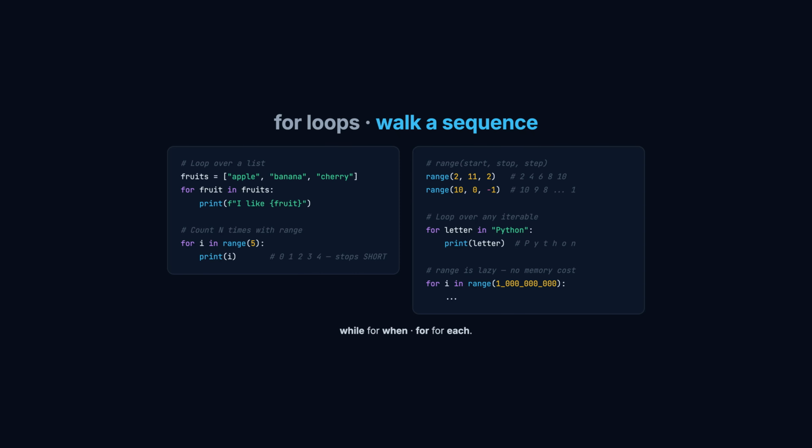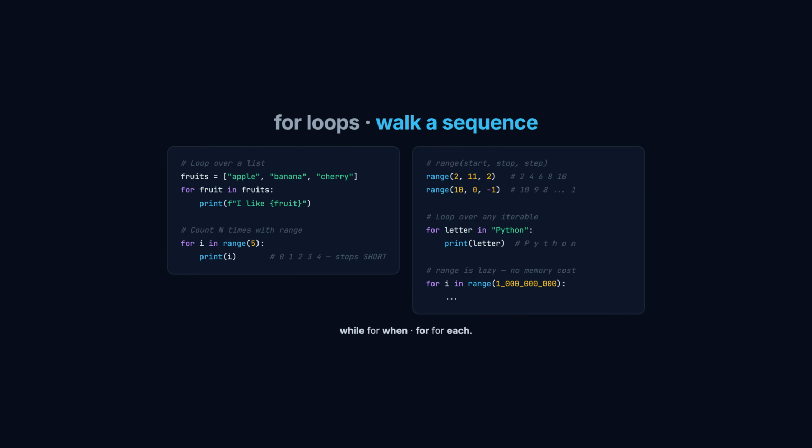For loops are not only for lists. You can loop over a string. For letter in "Python" walks Python. You can loop over dict keys, file lines, anything Python calls iterable. In episode 6 we will meet more iterables. For now, lists and strings.